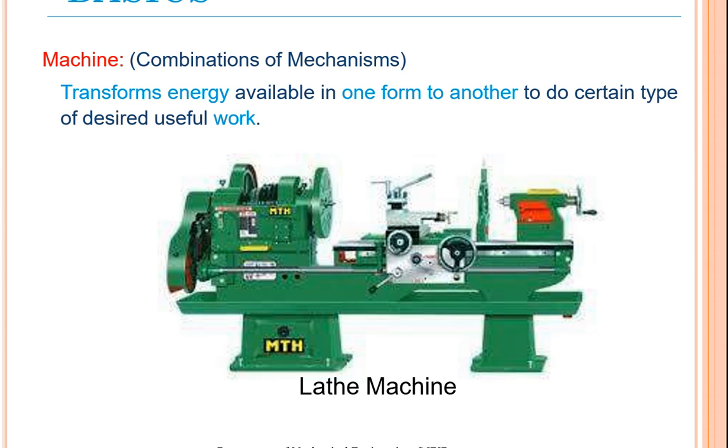When you take a machine, a machine is a combination of mechanisms where it is going to transform available energy in one form to another form to do certain types of desirable useful work. Here if you see the lathe machine, in the lathe machine we can see that various forces are acting at one point. The workpiece is fixed between the live and the dead center. With the help of the stepped cone pulley, you are going to transmit the required energy from one place to another. So like this, a machine is meant for useful work, where mechanisms are combined to get the useful work.